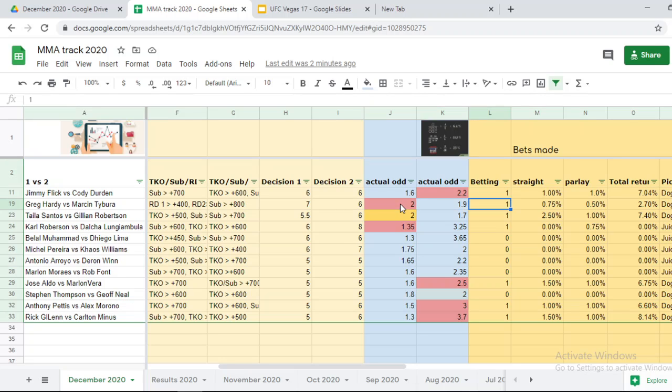I'll be betting not so much money, less than 1.5%. Actually, I'll be making this 1.5% of money on Hardy. All right, then I will adjust here this total return.